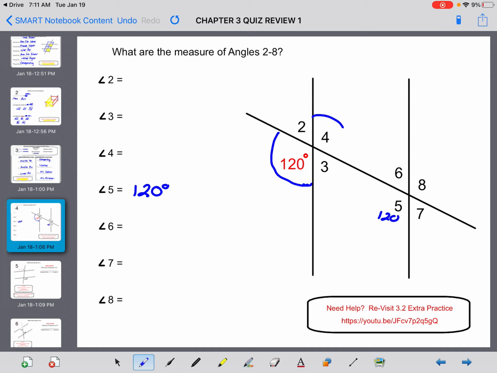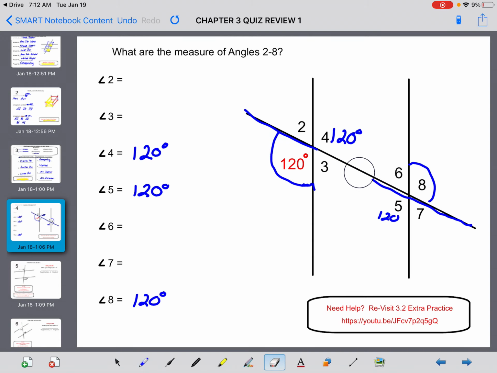Angle 120 and angle 4 make your bow tie shape. They are vertical. Okay, so angle 4 is also congruent, 120 degrees. Angle 120 and angle 8 are alternate exterior angles. They are congruent. So angle 8 is also 120 degrees.